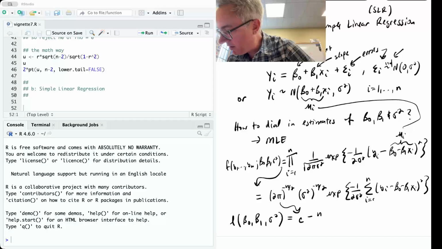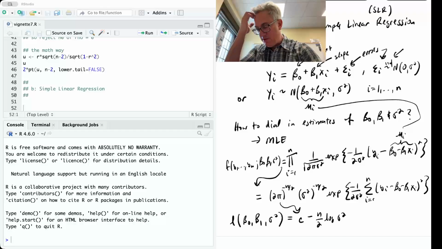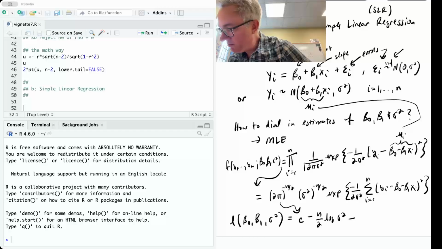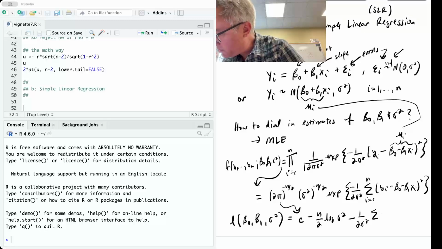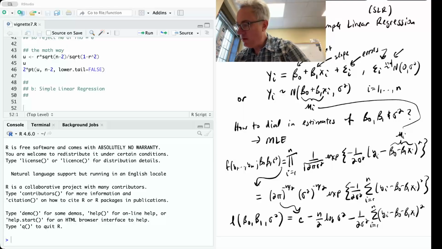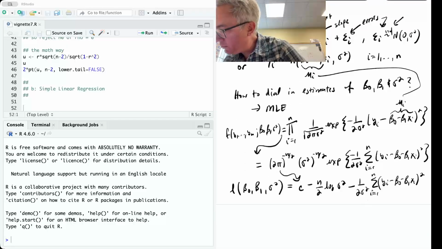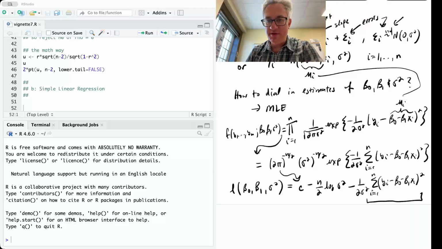Here I take the logarithm and I get a minus n over 2 log sigma squared. Sigma squared is a parameter that I'm interested in keeping track of. And then the logarithm, it's a natural logarithm, so it gets rid of the exponent. And I end up with just that.